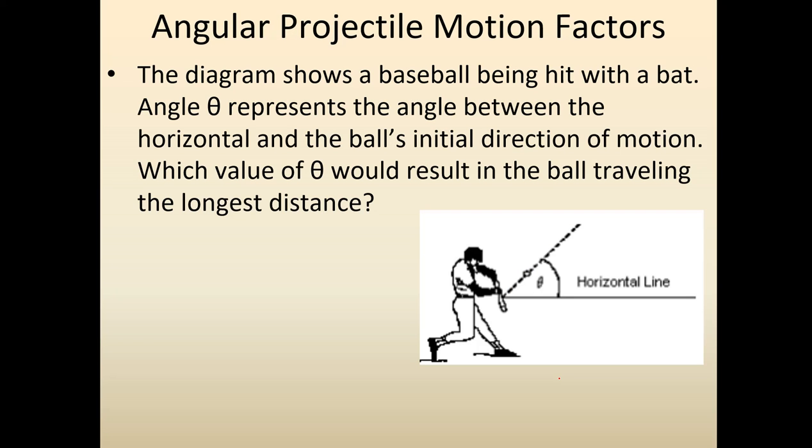Here's the last question. Pause video, work on it, go over it in a second. All right, really quickly. Here we have a baseball player hitting something with a bat. What angle will result in the longest distance? 45 degrees. That's it. Easy peasy, lemon squeezy. That's it for the angular projectiles, and in fact, the projectile unit in general.